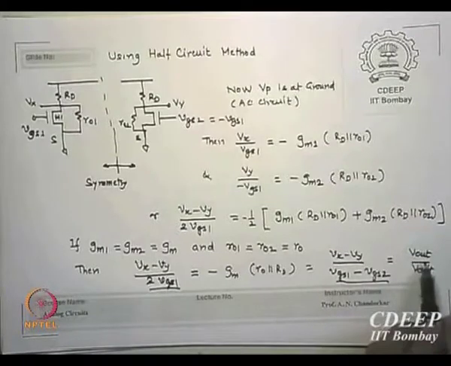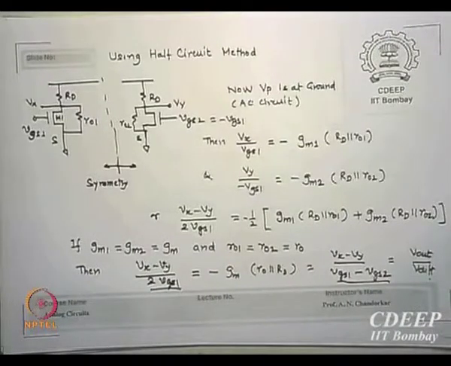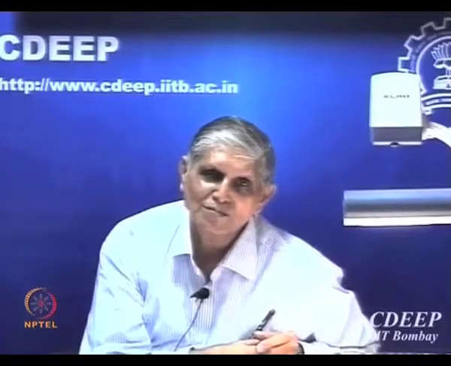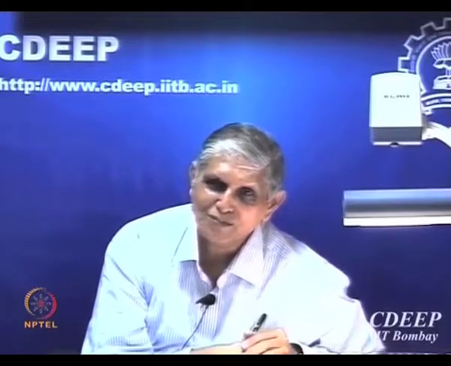Vx minus Vy is the output, difference output. So this is the gain of a diff amp. How much is that gain? Minus Gm times RO parallel RD, and if RO is larger then it is minus GM RD. Same result I brought and showed you, is that correct? This is called half circuit analysis.